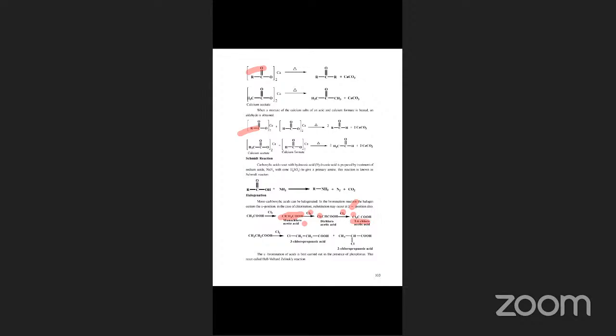acid. See the definition: carboxylic acids in the presence of red phosphorus undergo substitution with chlorine, giving the formation of monochloro, dichloro and trichloroacetic acid. This reaction is called HVZ reaction.